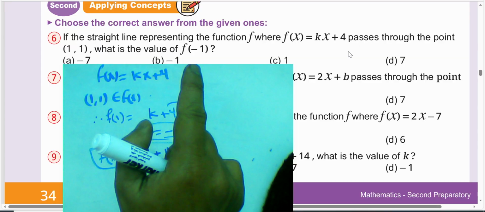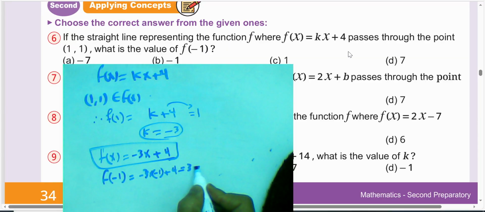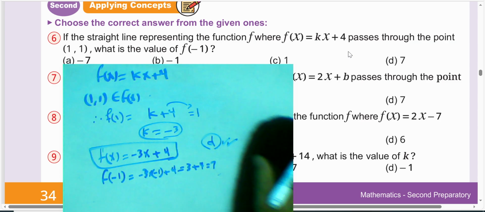Now we want to find f of negative 1. F of negative 1 equals negative 3 times negative 1 plus 4. Negative 3 times negative 1 is 3. 3 plus 4 equals 7. Then the answer here will be 7. It shows letter D. The answer will be letter D.